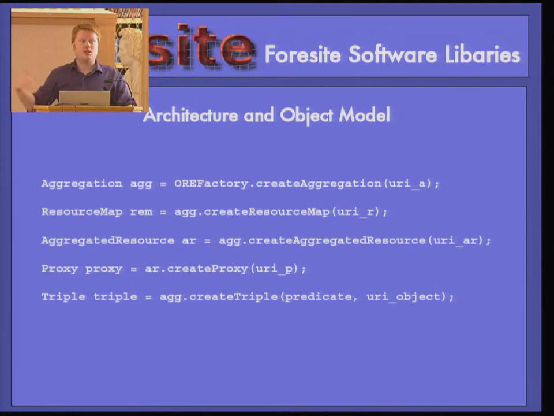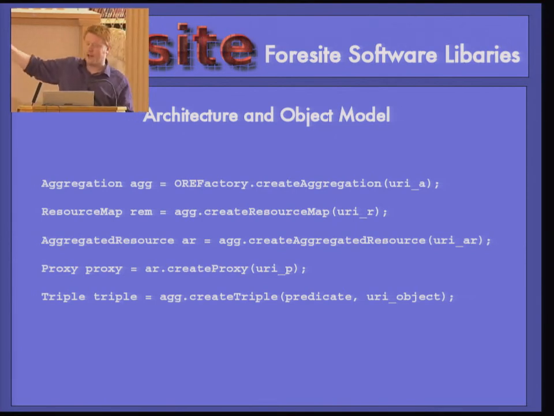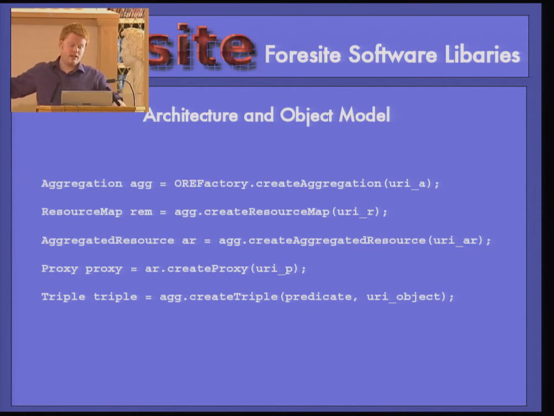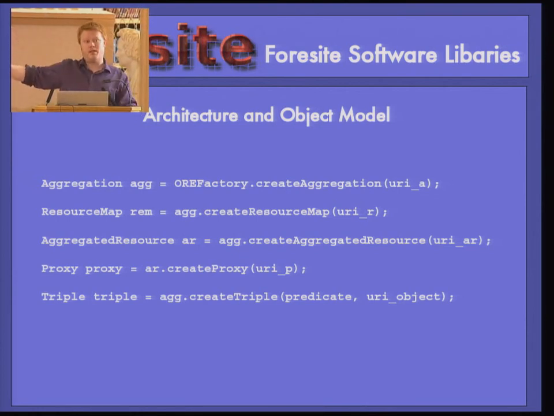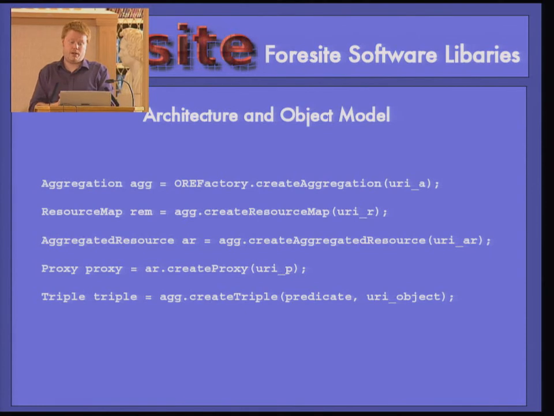An aggregated resource can be added to it with the given URI. A proxy can be created inside it with the given URI, and so forth and so on, and the triples as well. The predicate and the object of that triple can be added directly to the aggregation. And all of the objects have similar methods which allow you basically to navigate around the graph that is the representation of these ORE objects.